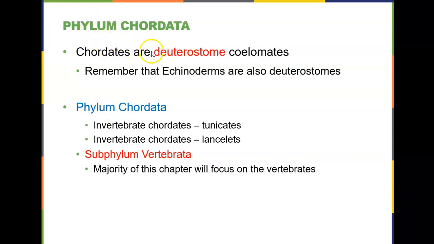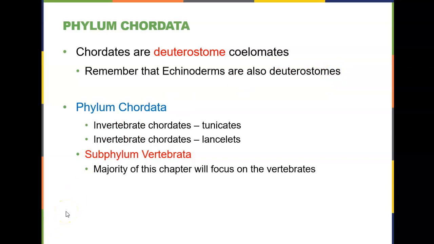Now, chordates, remember, are deuterostomes, meaning that in embryonic development, the digestive system develops the anus first and the mouth second. They are true coelomates, meaning that they will have a true body cavity embedded in the mesoderm of the developing embryo, and this will create a space for internal organs that will cushion them. Keep in mind that the echinoderms that we talked about last chapter are also deuterostomes.